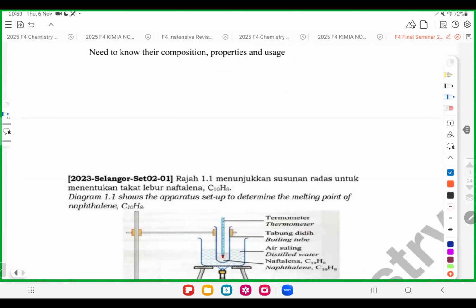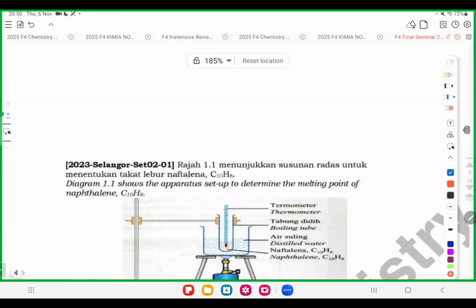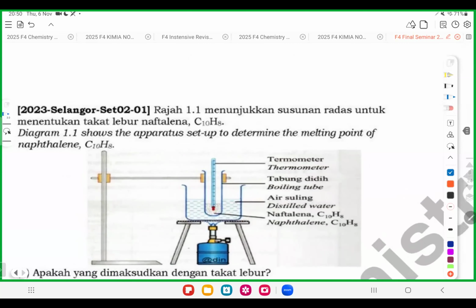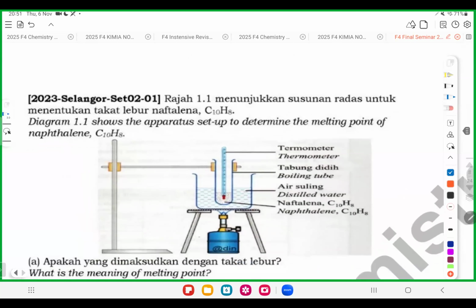So this is a question from Selangor 2023. This is something we call a heating curve. They heat a substance called naphthalene. They want to melt the naphthalene. The first thing they ask: what is meant by melting point?